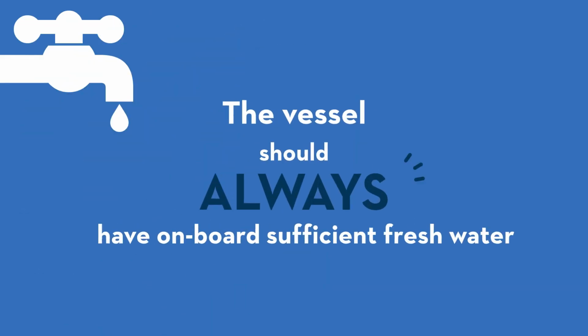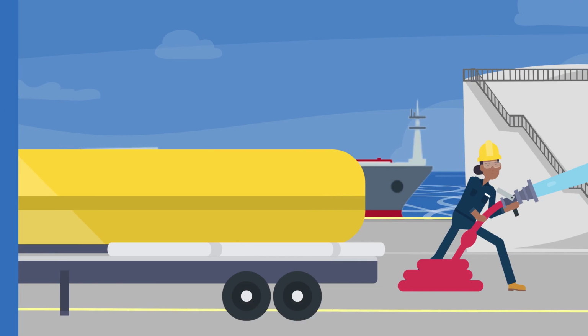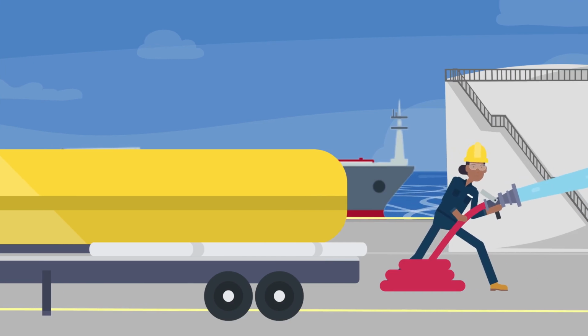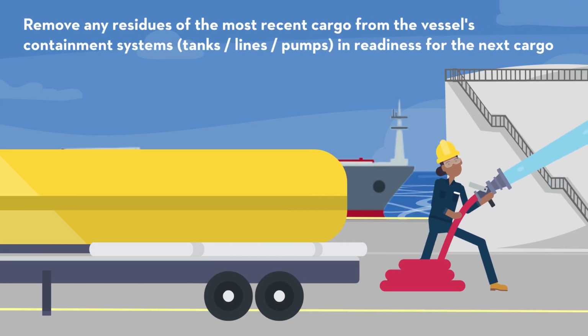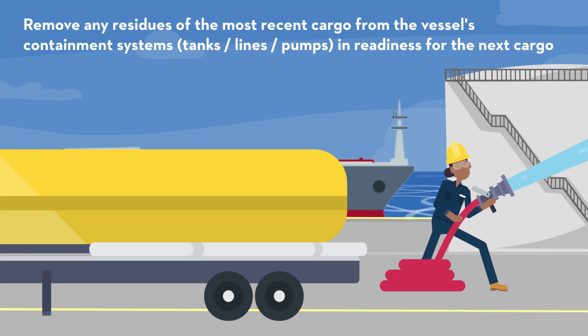The vessel should always have onboard sufficient fresh water for tank cleaning purposes. The primary purpose of tank cleaning in oil, product, and chemical tankers is to remove any residues of the most recent cargo from the vessel's containment systems, tanks, lines, pumps, in readiness for the next cargo.